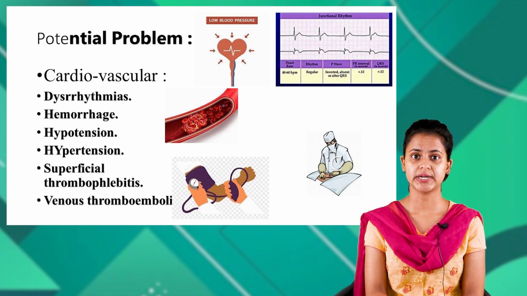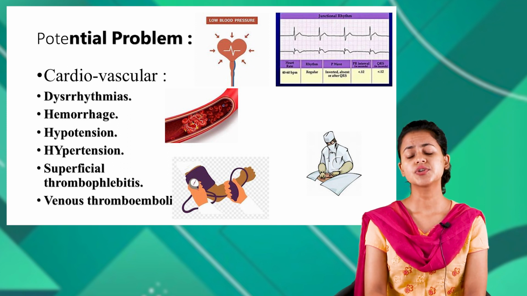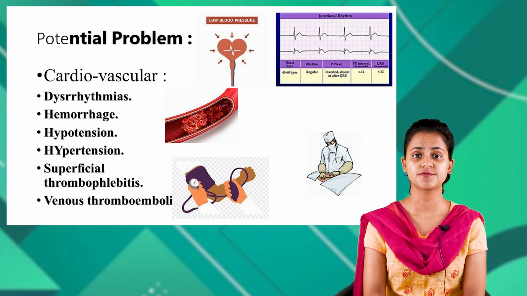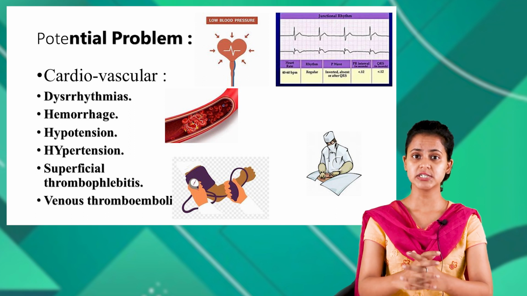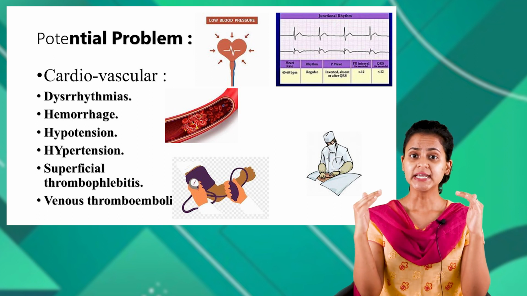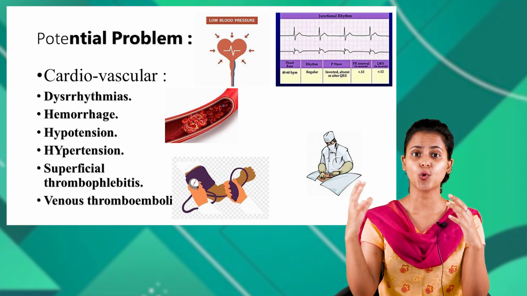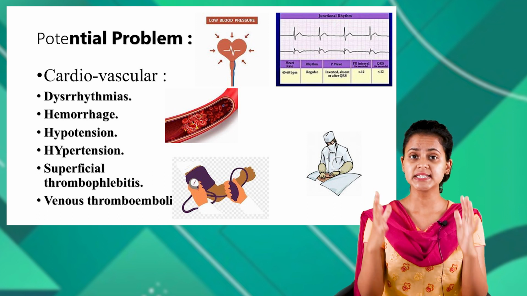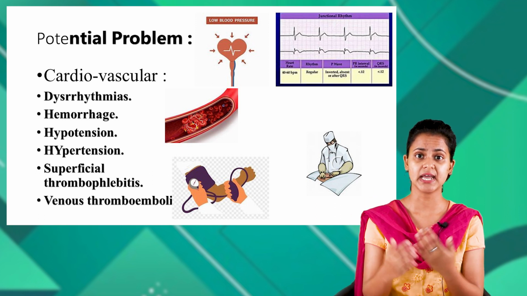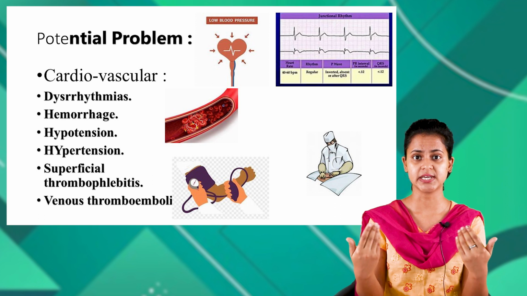Next, we are going to learn about the potential problems often found in a post-operative client related to the cardiovascular system. The major and most common problem found in a post-operative client is dysrhythmia. I hope we have learned in detail regarding dysrhythmia. That is the reason it is very important to monitor the client with a 12-lead ECG at continuous intervals. It helps the nurse to identify any dysrhythmias early so that proper management can be taken care of.